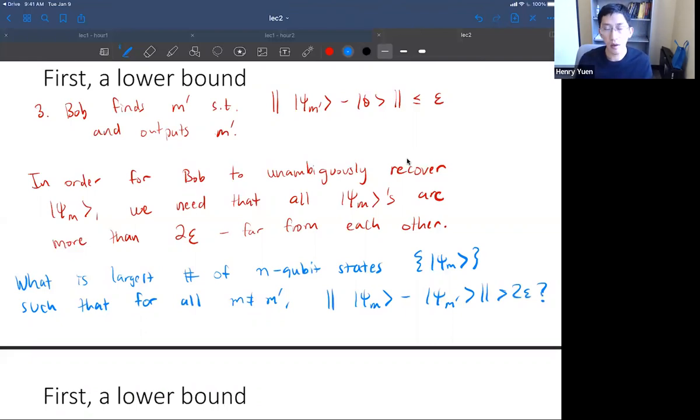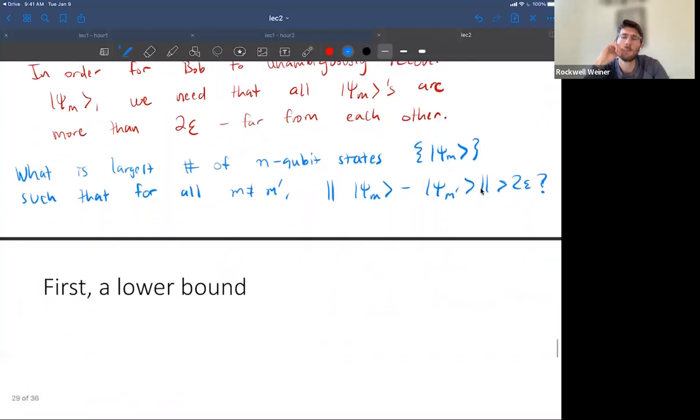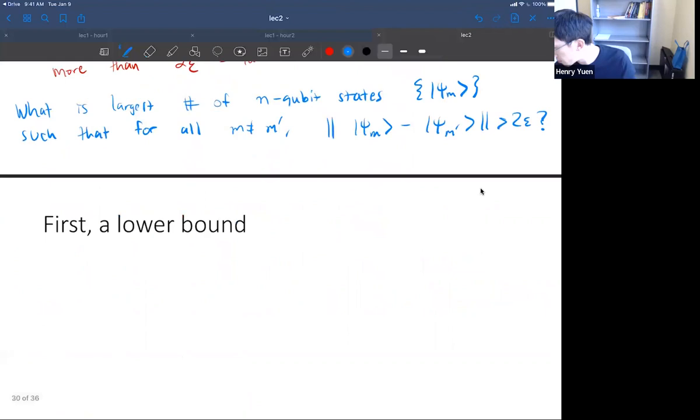Does it make sense why we want to find out this question? We just need to figure out how many of these states we can pack in together. So let's draw a diagram.